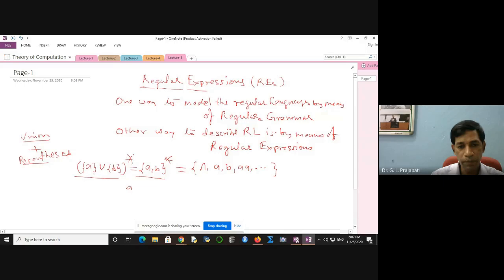Corresponding to this regular language, you can write the regular expression like this. You have the a, and this union can be replaced with the plus sign, and then you have the b, and then you can group it and make the Kleene star. So this is the regular language, and here the corresponding regular expression is like this.